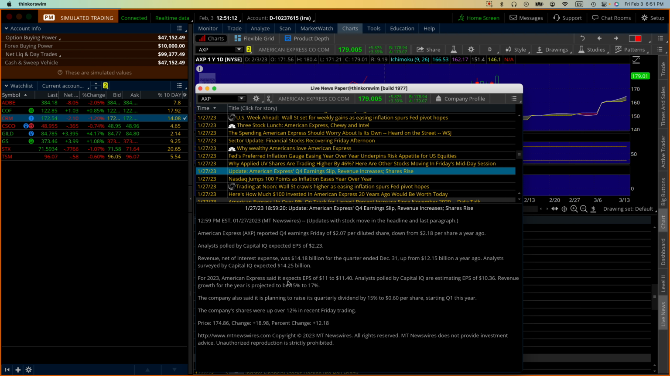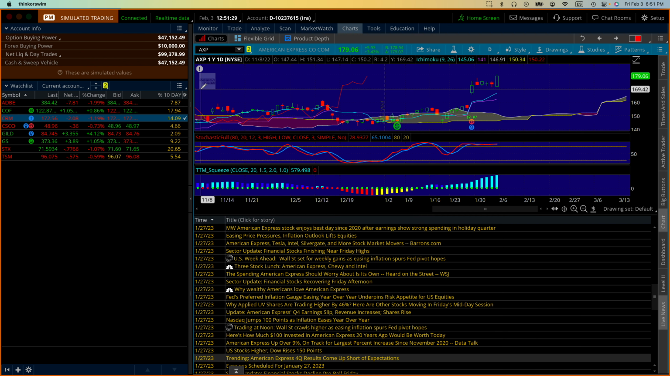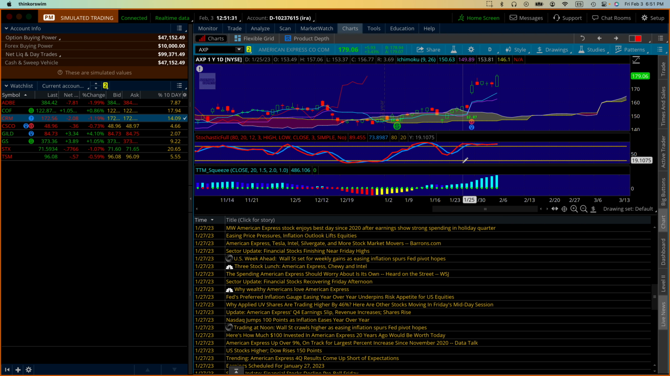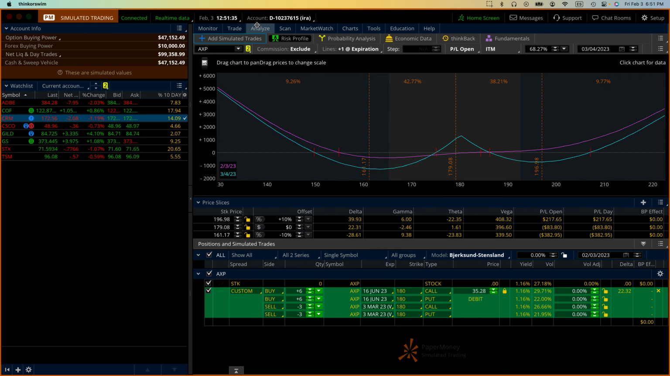Okay, here it is. American Express said it expects 11 to 11.4. Analysts were expecting 10.36. So that's more than a 10% increase in revenue projections, and that is good enough. Okay, that's a good reason for the stock to go up, and a good reason to enter one of my trades. So let's go to the Analyze tab.